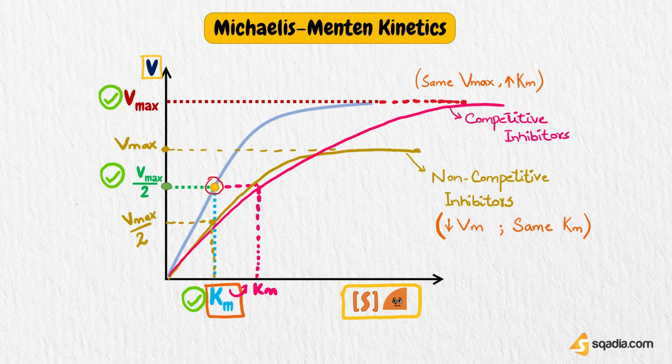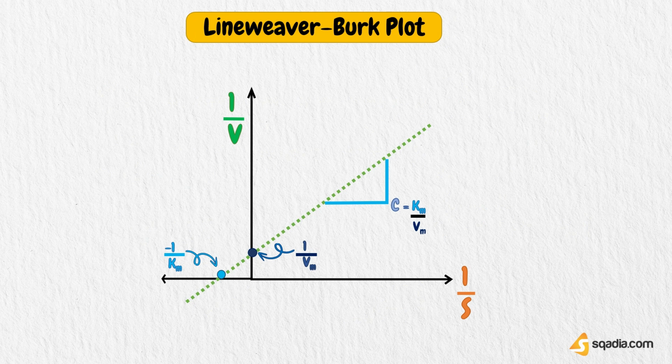So now let's look at this on the Lineweaver-Burk plot, which we also talked about in great detail in our Kinetics 1 video. We plot 1 over S on the x-axis and 1 over V on the y-axis, and a straight line is then achieved. The point where it crosses the y-axis is known as 1 over Vmax, and where the line crosses the x-axis is known as minus 1 over Km.